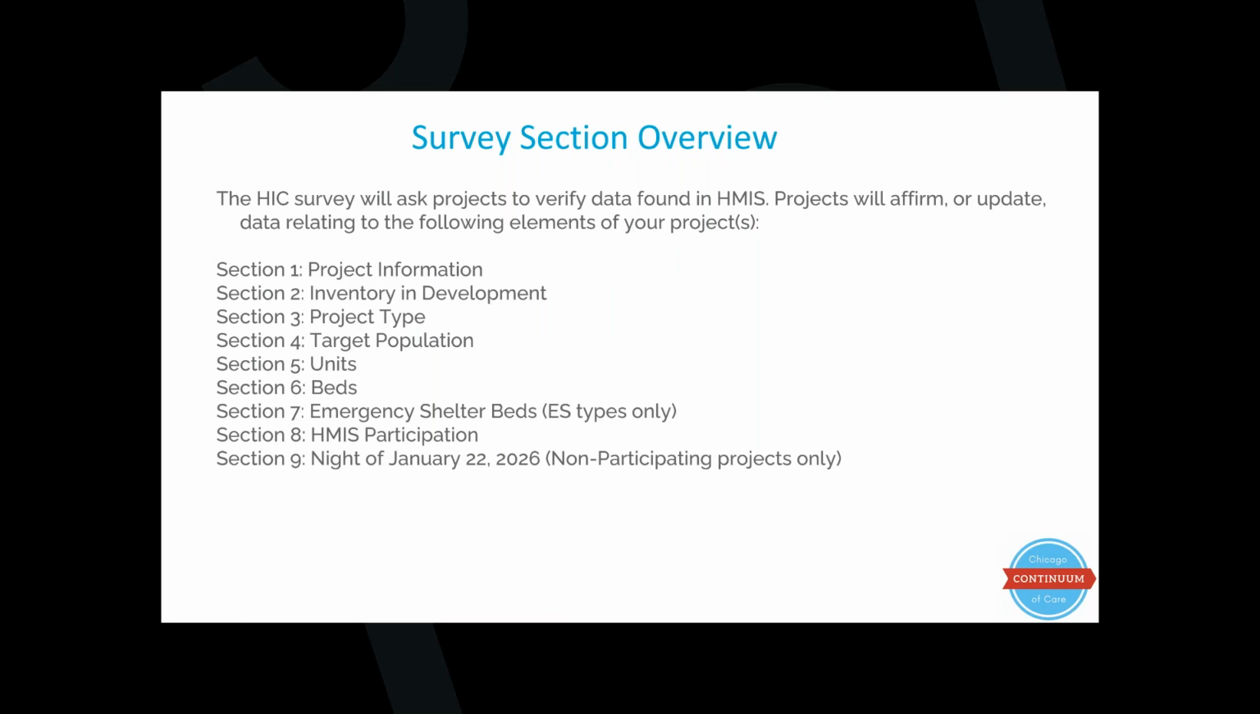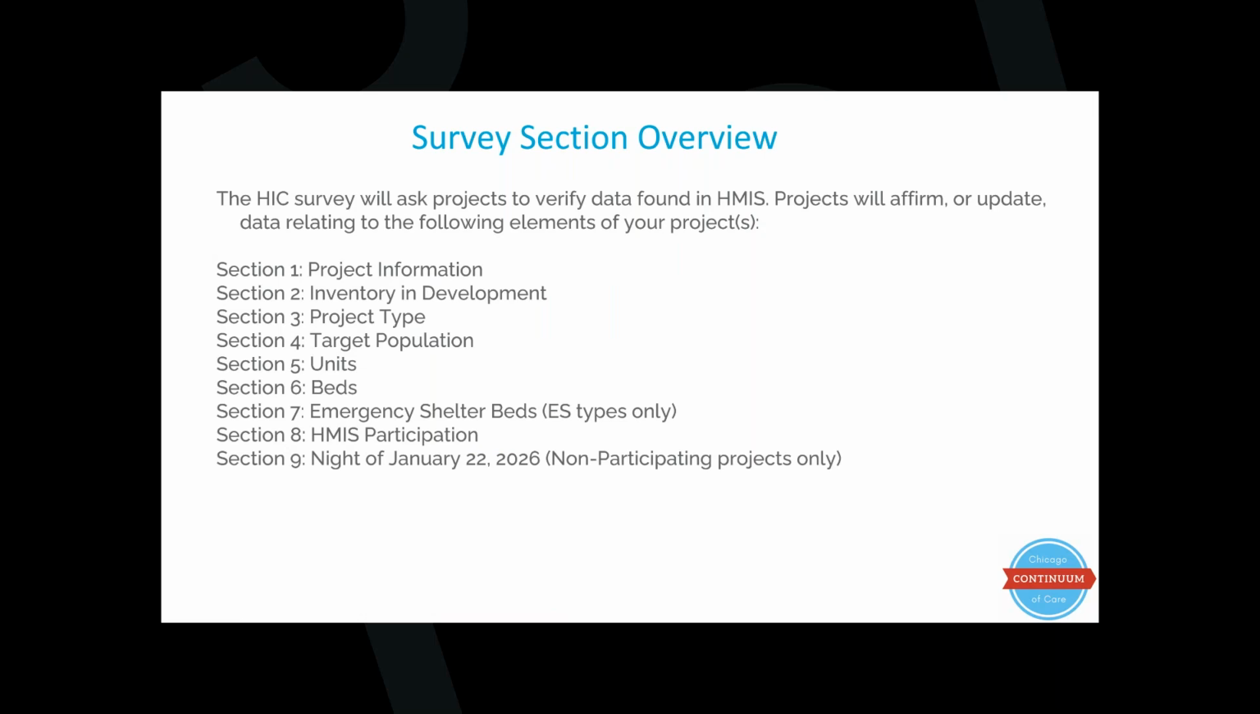The first section is going to be project information, and it's basically going to capture basic information about your project. Section 2 is going to be inventory and development. So these are going to be bed inventory that wasn't available the night of the count. Section 3 is going to be just verifying the project type. Section 4 is going to be target population. So if your project serves a special population, you'll be able to document that there.